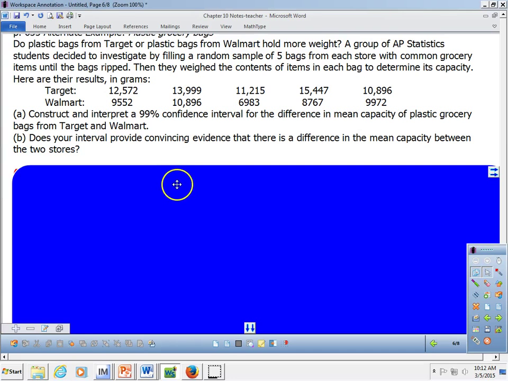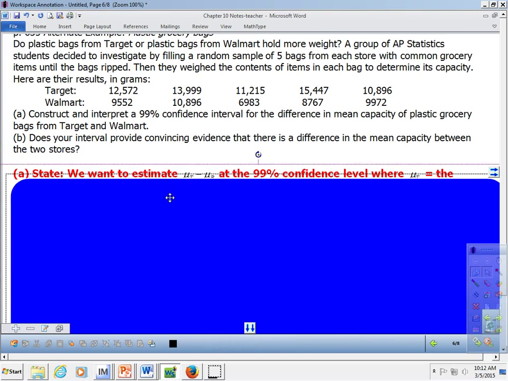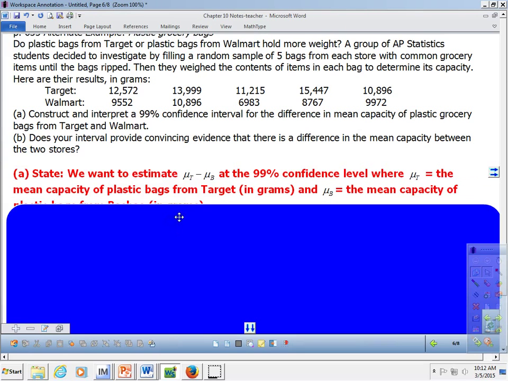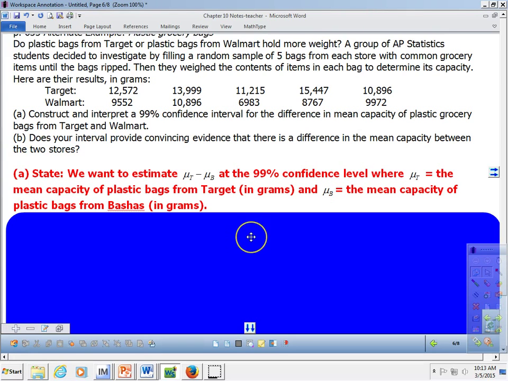But we want to construct an interval to try to get an estimate for exactly how much more weight they'll carry, right? And so in terms of our state plan, do conclude. Here's what we want to do. We want to estimate. When we're doing an interval, we want to estimate. When we're performing a test, we're trying to test something. So make sure your language there is correct as well.